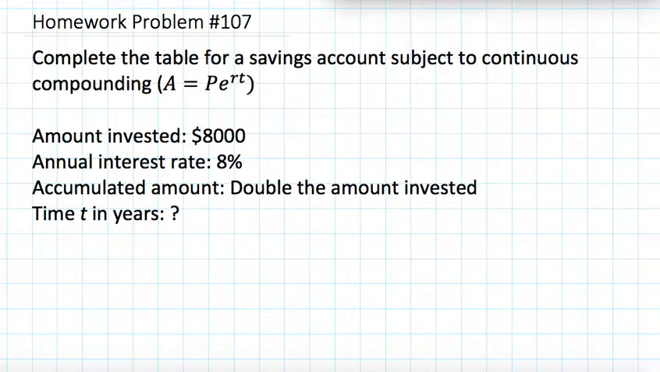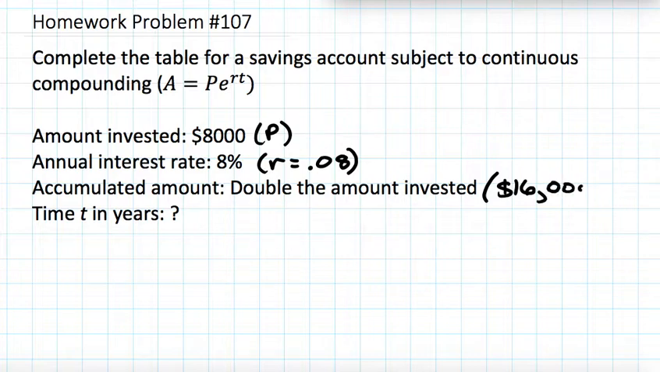So they're giving us the amount invested, the initial amount, this is P. They're giving us the interest rate, 8%. Remember when we're working with interest rate, we convert to a decimal, so that's 0.08. It tells us the accumulated amount is double the amount invested. So 2 times the amount invested, in this case, if I invest $8,000, double that would be $16,000. And the time t in years is what I want to figure out.